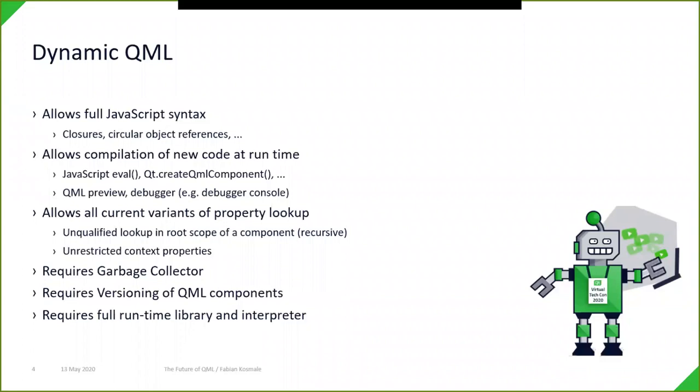And this will become important later. It allows you all kinds of property lookups, like you can do unqualified lookups in the root scope. And there are context properties, which we will also talk about later. And with all the power come some requirements. For instance, dynamic QML requires a garbage collector because, I mean, you have circular object references, so you need a garbage collector. And because we allow all those kinds of lookups, we require versioning. And all of that also requires a full runtime library to support QML, to support all that dynamic code evaluation. So there is a library with an interpreter.